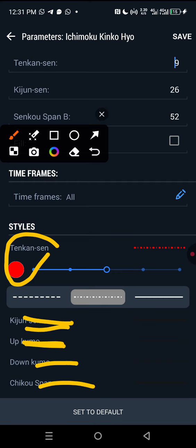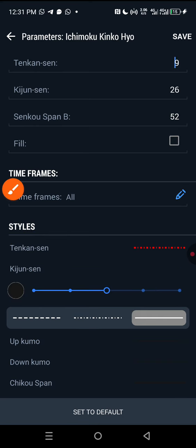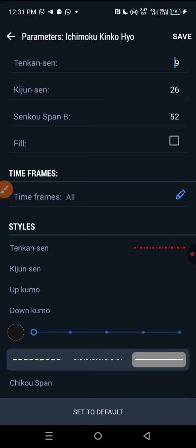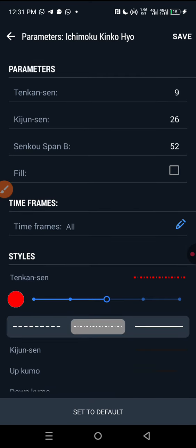If your chart background is white, make all the colors there black, the background. Like my own is black. You see, I put the King Juice in black. I put Chico Span black. I put Dankumo black. I put Chico Span black because my chart background is black. If your own is white, you put them white. We only expect to see the 10%, which is red.